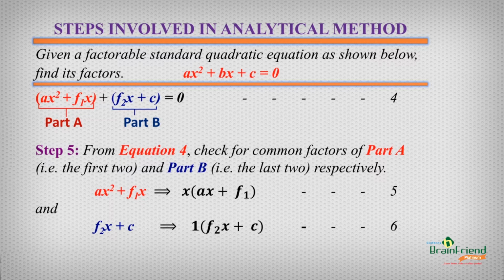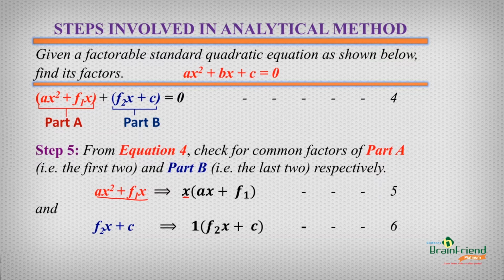Next will be our step 5. From the equation 4 we got earlier, we are to check for common factors of part A and part B, respectively. If you look at part A, which is this part now, ax squared plus f1x, we can find that they both have x in common, just as we did in the common factor method. They both have x. That means we can bring out the x, and then we have x in front, then open a bracket and write ax plus f1, then we close the bracket. This will be referred to as our equation 5 now.